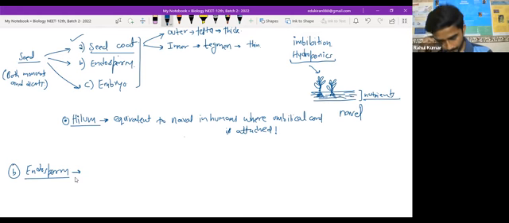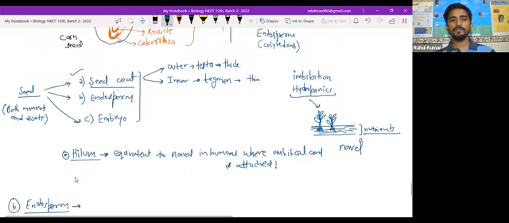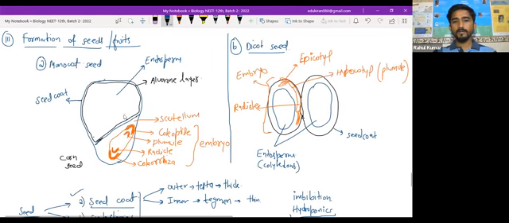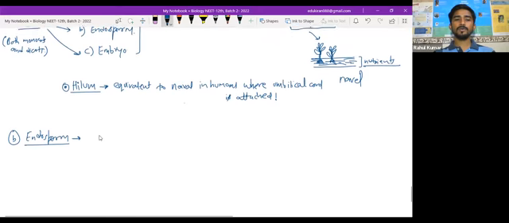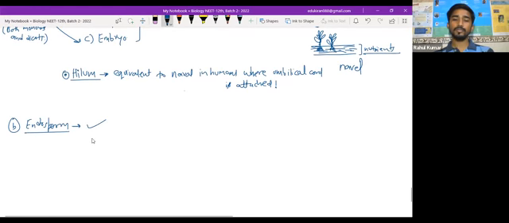So write down next: endosperm is located below the seed coat. In monocots, endosperm constitutes the major portion of the seed, which is also visible here. Can you see this? That is the endosperm. So in monocots, endosperm constitutes the major portion of the seed.